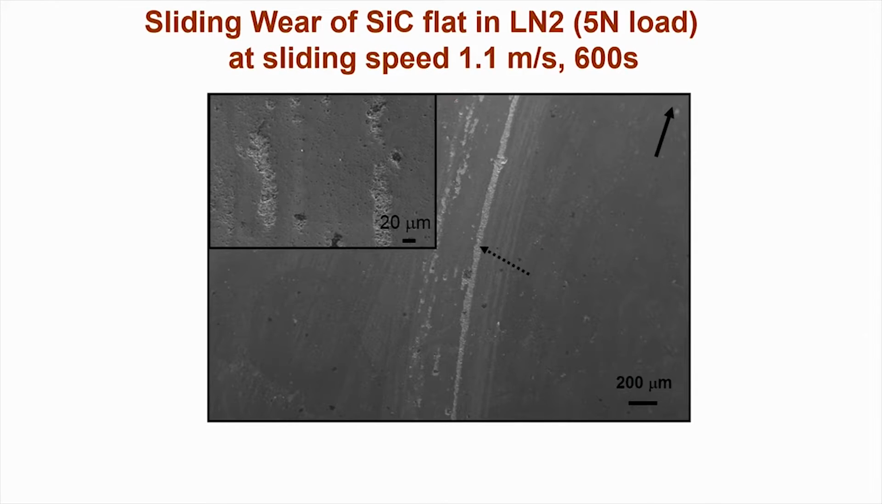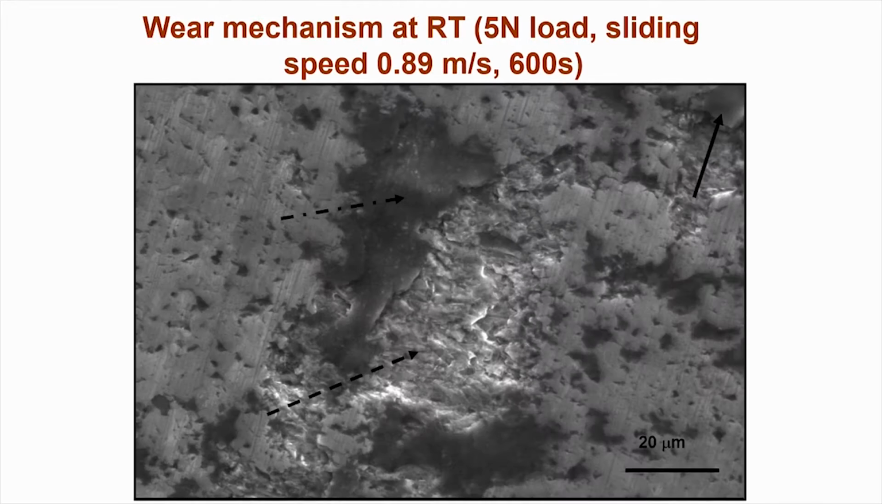Now, if you look at these scanning electron microscopy images, this is your sliding track and this is your sliding direction. If you look a little bit closely at this particular region, there is some contrast difference showing that perhaps some of the silicon carbide may be oxidized to silica. Let us look in much more detail at what is happening at an intermediate sliding speed of 0.89 meter per second after the sliding is over for 10 minutes.